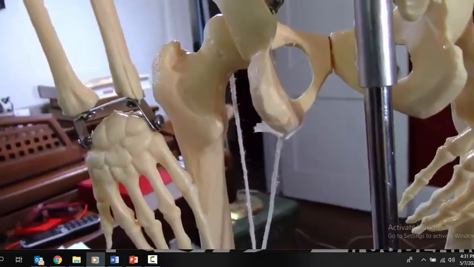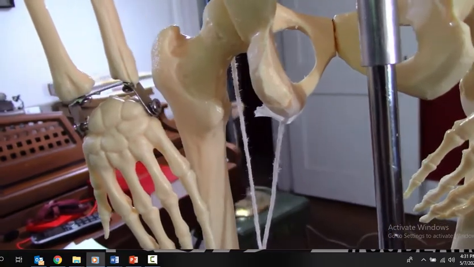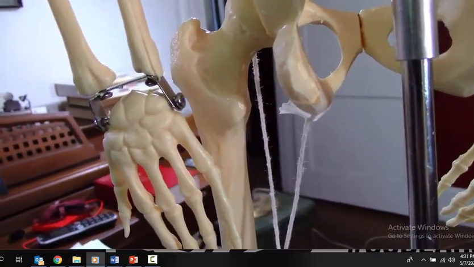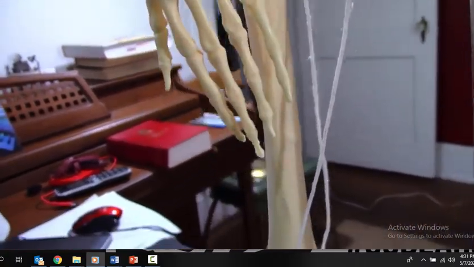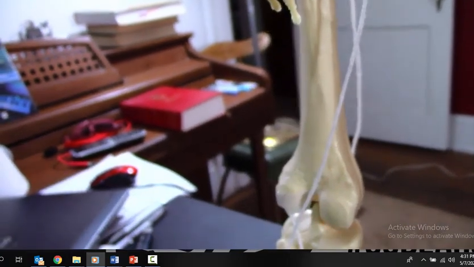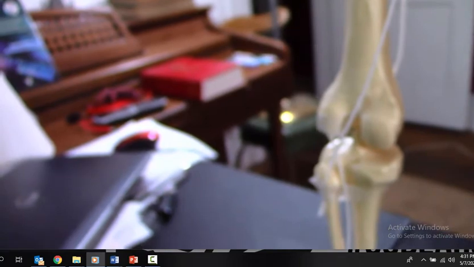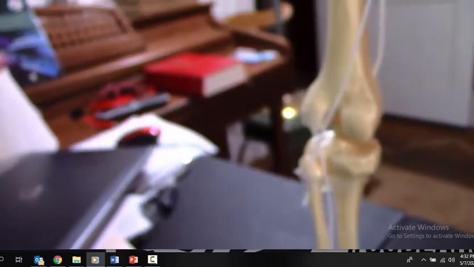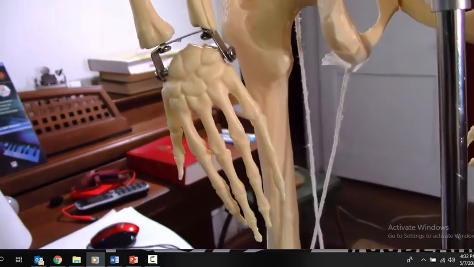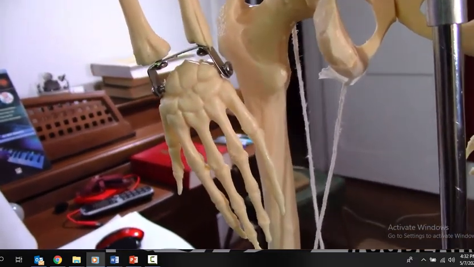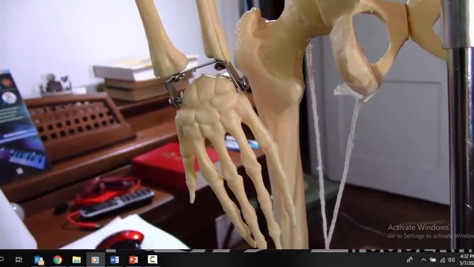Okay, now, it originates on the ischial tuberosity. See, that's the ischial tuberosity. And then it goes down and inserts laterally on the head of the fibula. See, that bone's the fibula. So this is the biceps femoris. Don't get it mixed up with the rectus femoris, which is on the front.